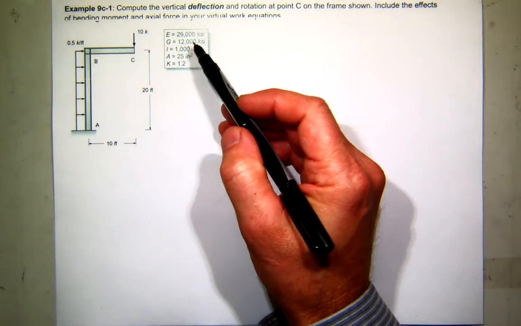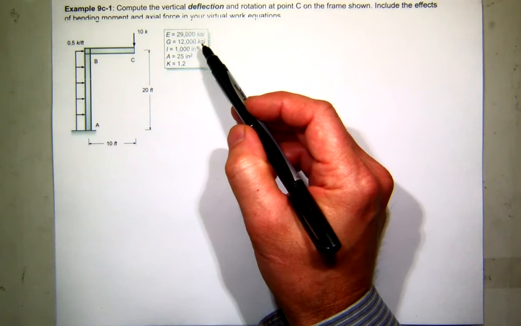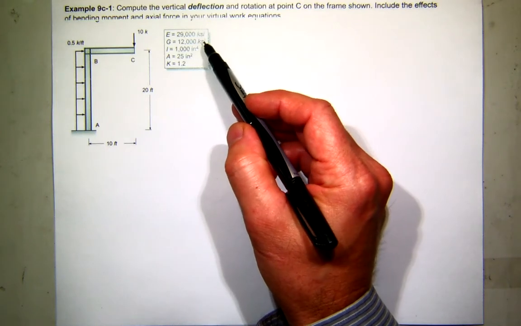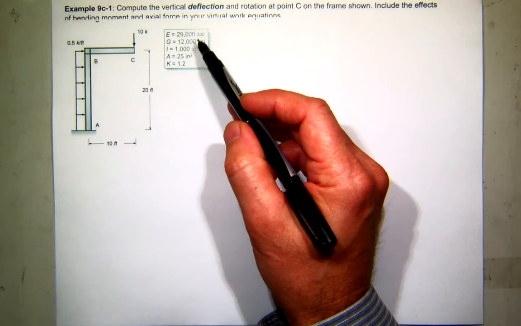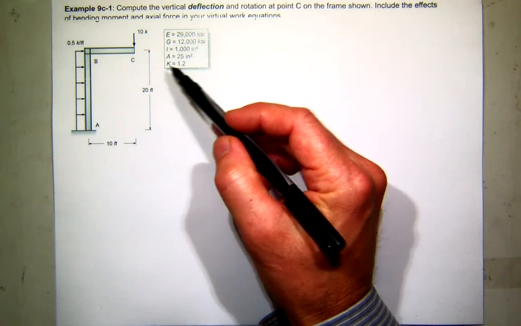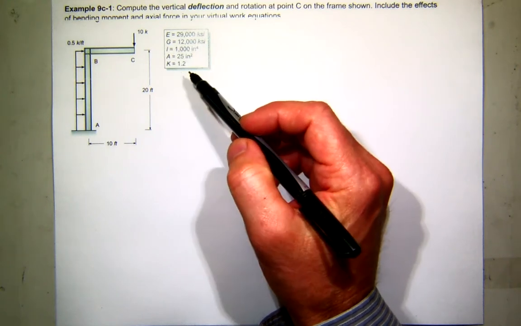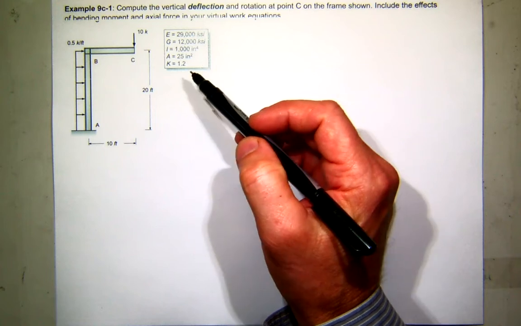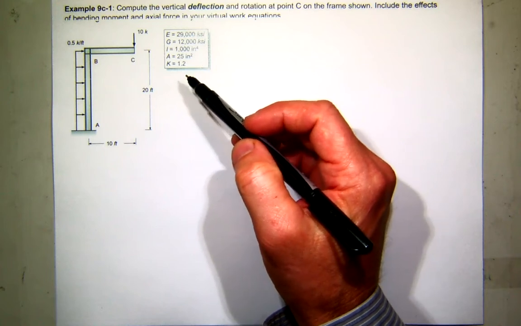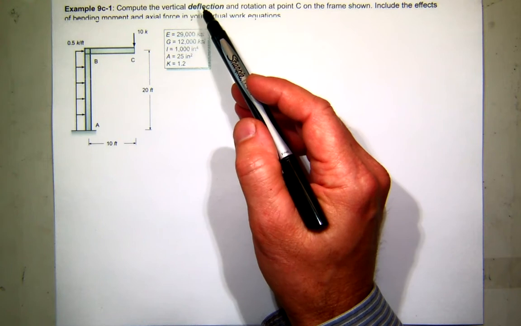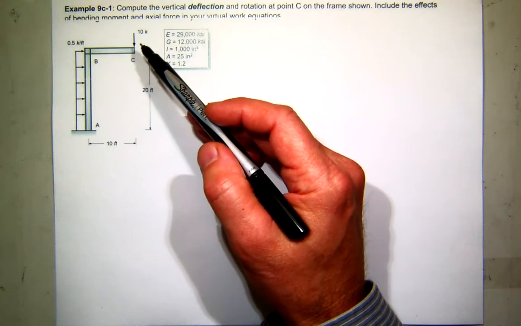But I did want to point out there's some additional data given here. There's a value for G and a value for K. Those are both information you would need for including shear energy, and we're not going to worry about that. So the first thing we want to do is let's calculate the deflection at C.